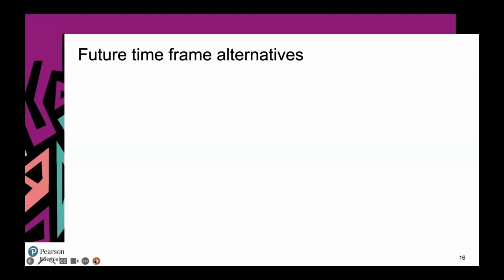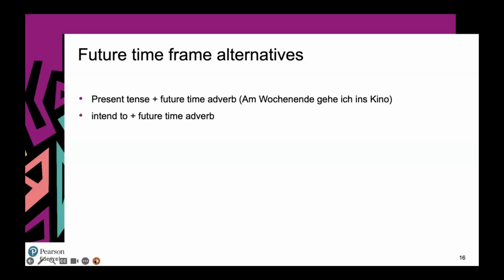You've got lots of ideas there that you've shared. Thank you. I'm going to put some up on the screen now. So we could use present tense with a future time adverb. So this is what German frequently does, as does English. So at the weekend, I'm going to the cinema. Am Wochenende gehe ich ins Kino. That's a very common way in German of expressing the future.